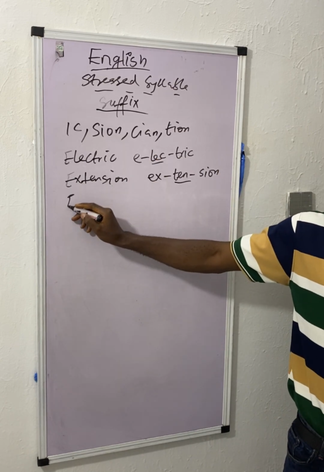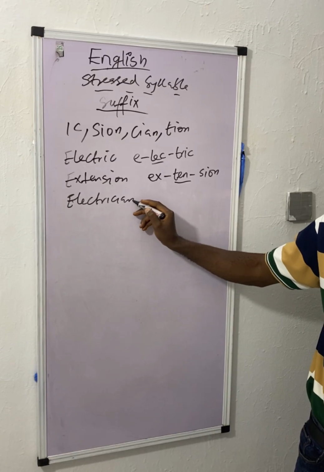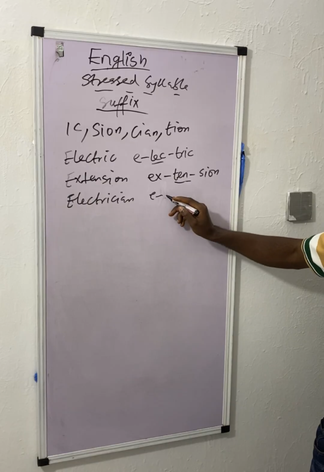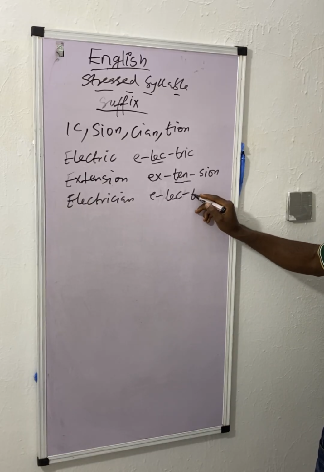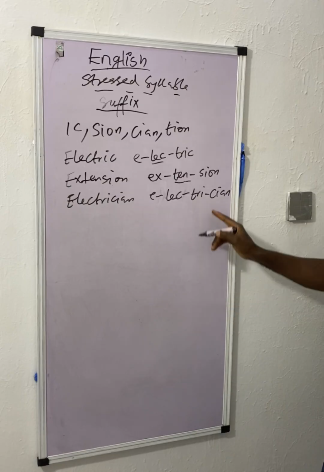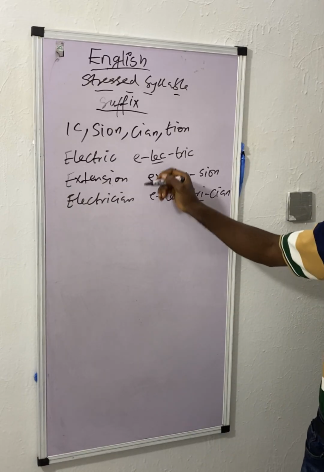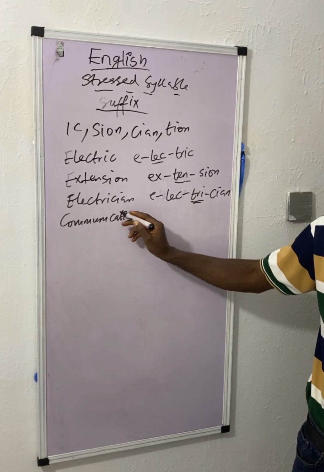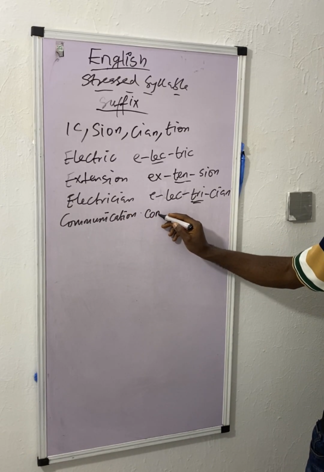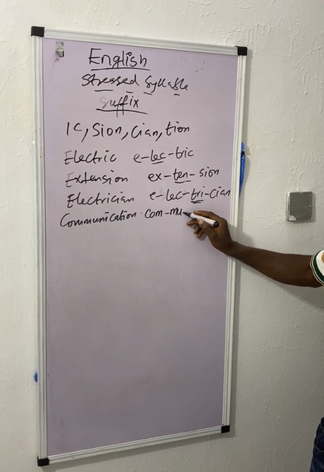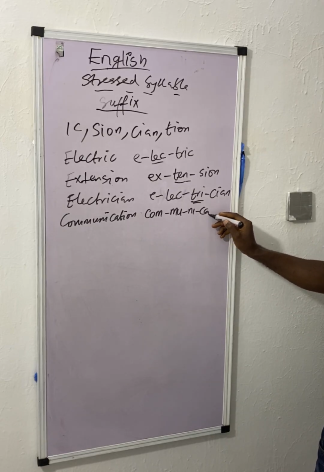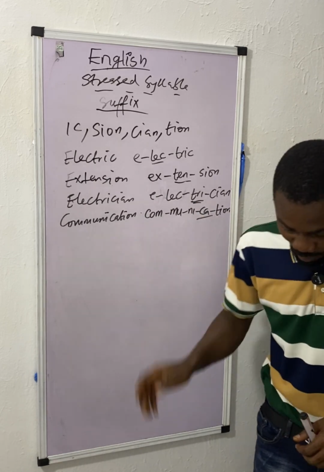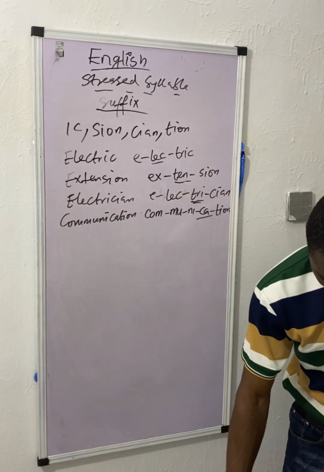The next is shian. Let's use electrician. Where should we have the stress syllable? Breaking it down, e-lec, e stands alone, then tri, then shian. Where should we have the stress syllable? Before the shian, right? Then the final one, shon, communication. Breaking it down, we have ko, mu, ni, ka, then shon. Where should we have the stress syllable? We have it here at ka. So take note of these patterns. These ones are just free marks.